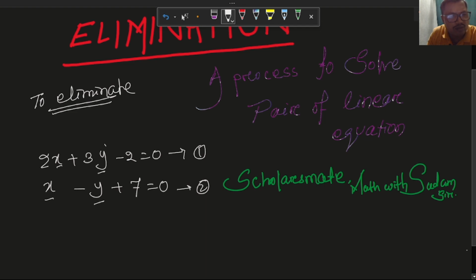If we want to eliminate y, then we have to judge the coefficient of y. Here the coefficient of y is plus 3 and here it is minus 1. So the coefficients are not equal, so we have to equalize them. In order to equalize the coefficients of y, I have to multiply equation 2 by 3 and then by adding the two equations, y will be eliminated. Let's focus on the process.